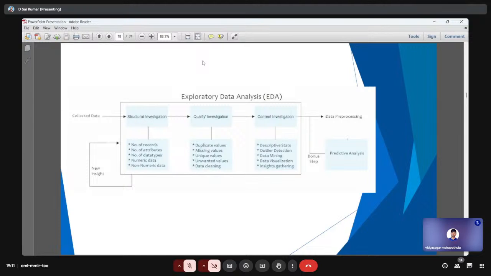Then we have the quality investigation, under which we try to find out whether there are any duplicate values, missing values, or unique values, so unwanted values.